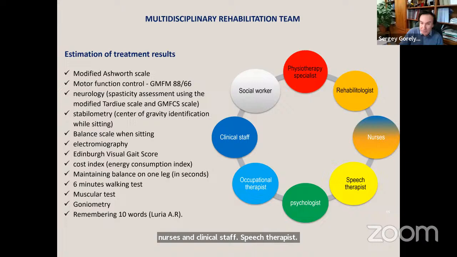psychologists, occupational therapists. It's very important that the results and effectiveness of treatment are estimated on a variety of scales and by a variety of methods, including the Ashworth scale, the GMFM scale, the GMFCS scale, stabilometry, balance scale, electromyography, Edinburgh Visual Gait Score, cost index, and other tests which are performed in every patient who is being treated in such a center.